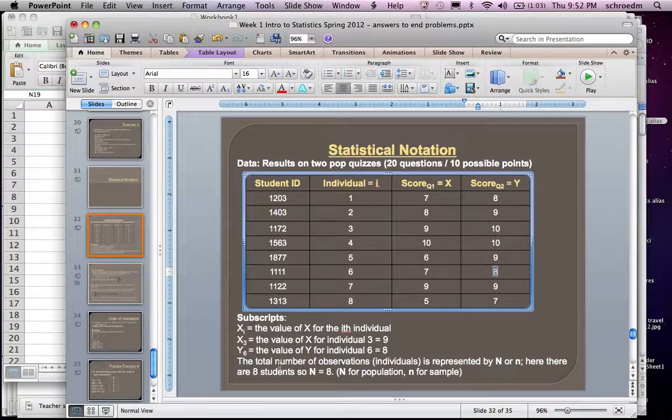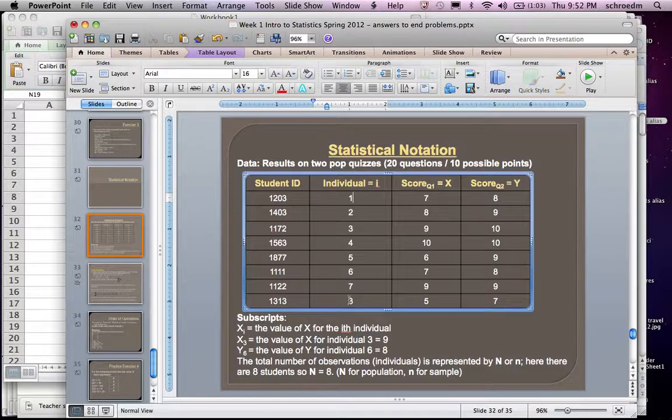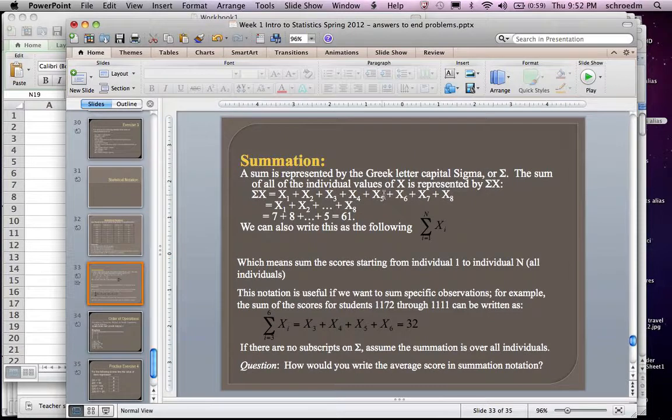Okay? Now the total number of observations, or N as we're going to call it, the number of people or number of observations, we label capital N when we're talking about populations really, and small n when we're talking about samples, at least for now. We have 8 students in this case, so N is just the number of observations or individuals that I have. And I have 8 people, so N equals 8 in this case.